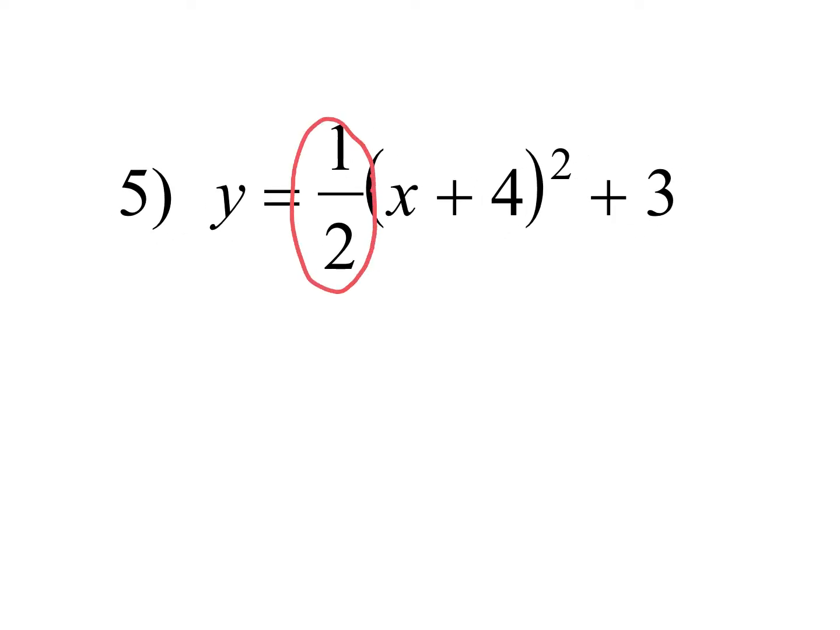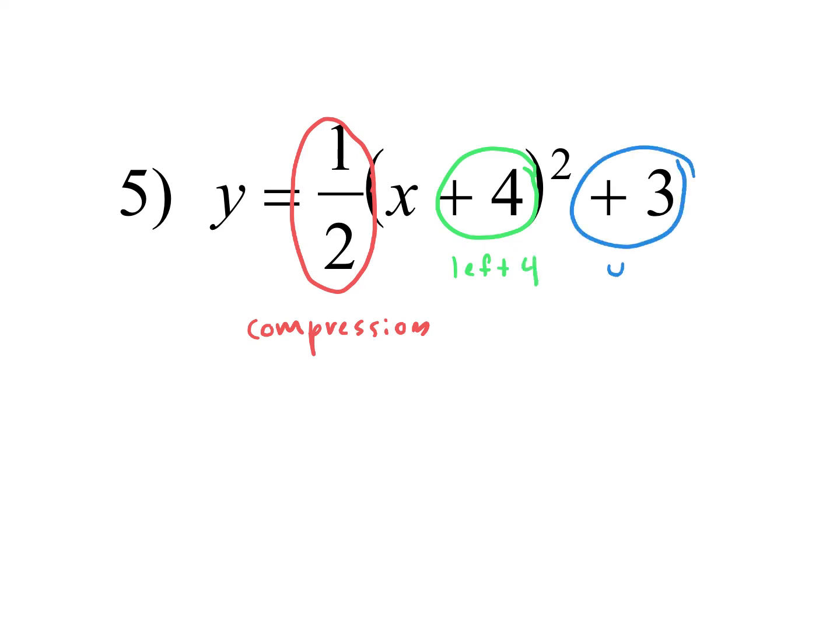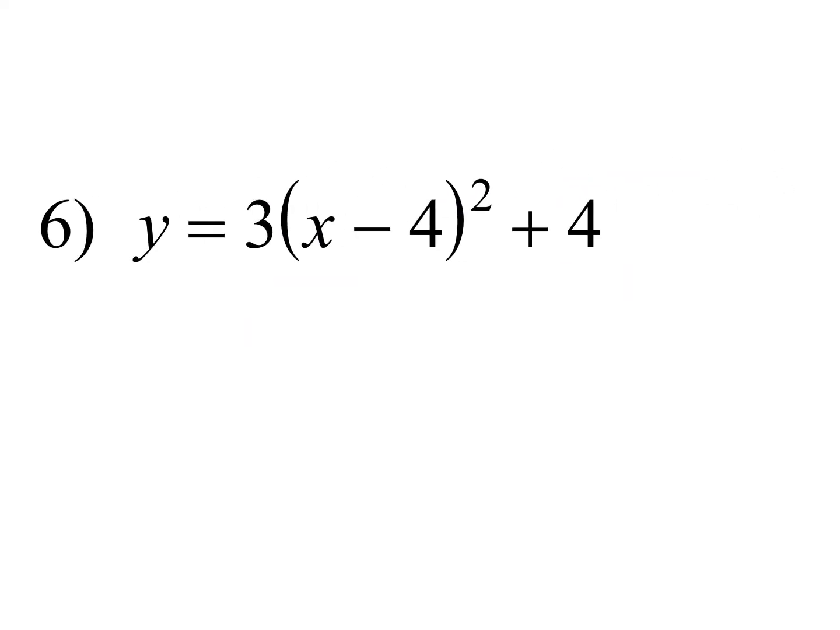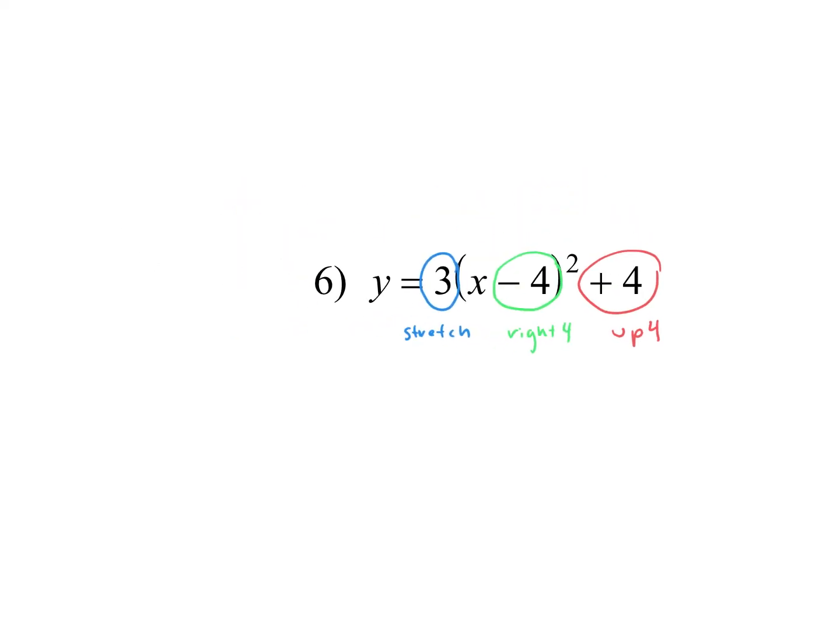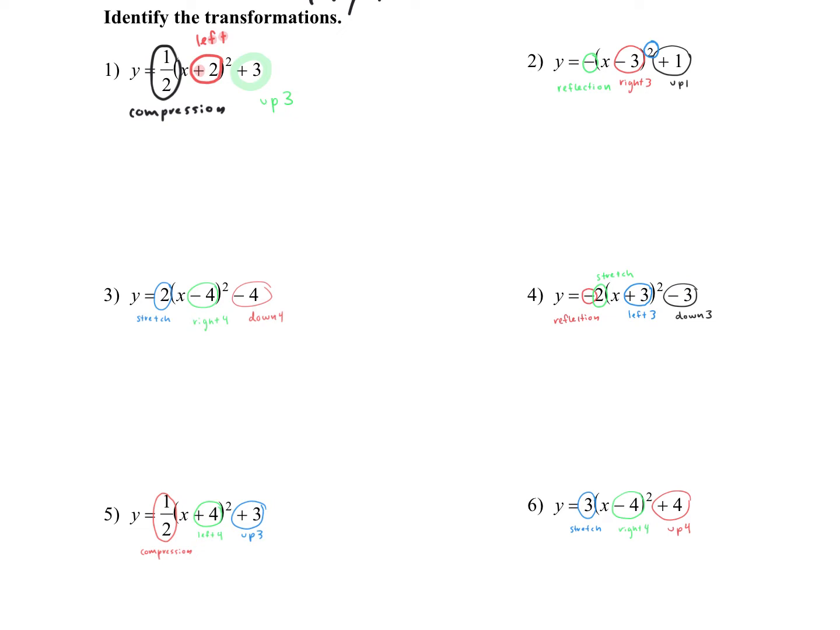What does the 1/2 on the outside do? Compression. It's a compression because it's less than 1. What about +4 on the inside? Left 4. And +3? Up 3. And then last one, number 6. What does the 3 on the outside do? Stretch. What about -4? Right 4. And the +4? Up 4. So those you just have to remember your transformations. Any questions there?